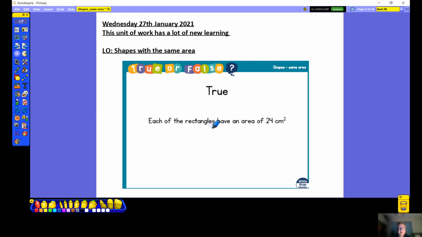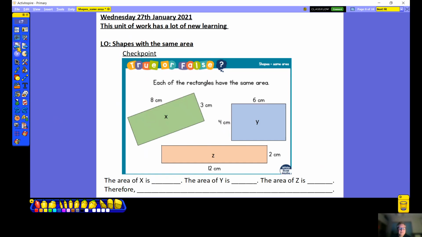There we go. True. Each of the rectangles have an area of 24. Did you get that? It comes back to this times table. Who's going to help me out? 3 eights are 24. Centimeters times centimeters, squared. 24 centimeters squared. 6 4s. Yep, 24. 2 12s. 24.